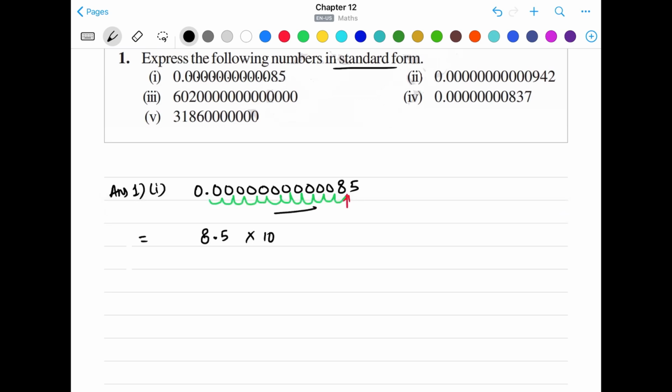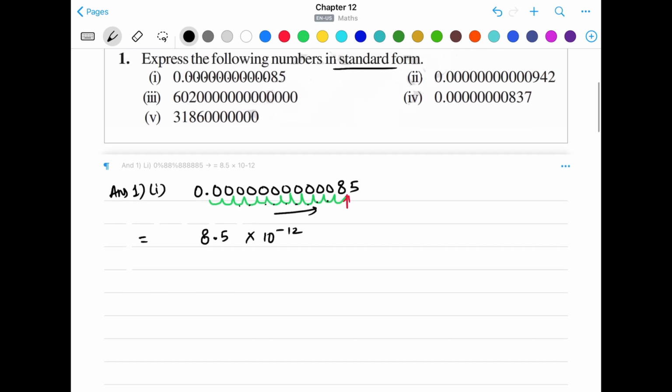Like I said, we are moving the decimal toward the right hand side, so the power of exponent will be negative. How many places have we moved? 1, 2, 3, 4, 5, 6, 7, 8, 9, 10, 11 and 12. So there will be minus 12. Since we are moving the decimal toward the right hand side, the power of exponent will be negative. And let's see the next one now.